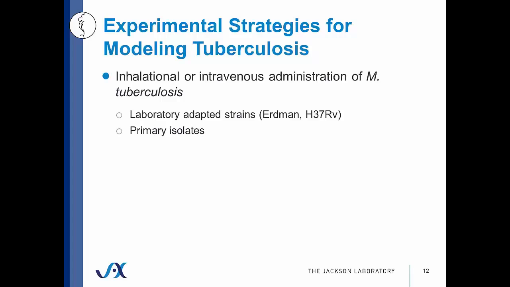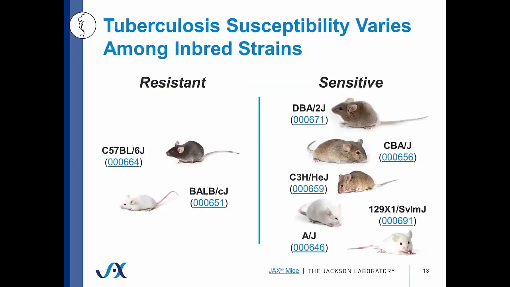Inbred mice can be infected with tuberculosis via inhalational or intravenous administration of lab-adapted strains, including the highly virulent Erdmann strain and the H37Rv strain, which is an attenuated strain, as well as primary isolates. The readouts for tuberculosis infection include measuring survival, as well as bacterial counts and lung histopathology.